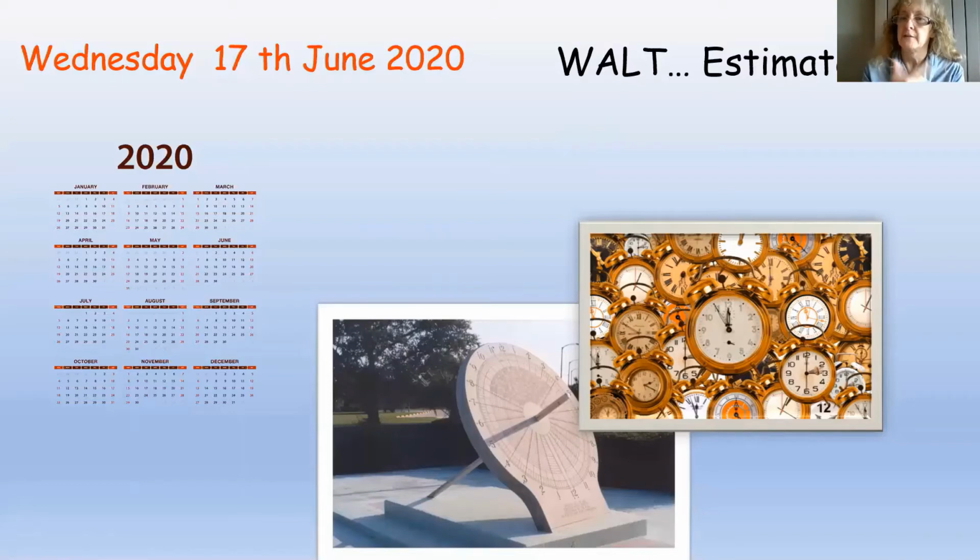5, 10, 15, 20, 25, 30, 35, 40, 45, 50, 55, 60, and we stop. I wonder why we're stopping at 60. And why are we counting in fives? So look at number 60. What is half of 60?